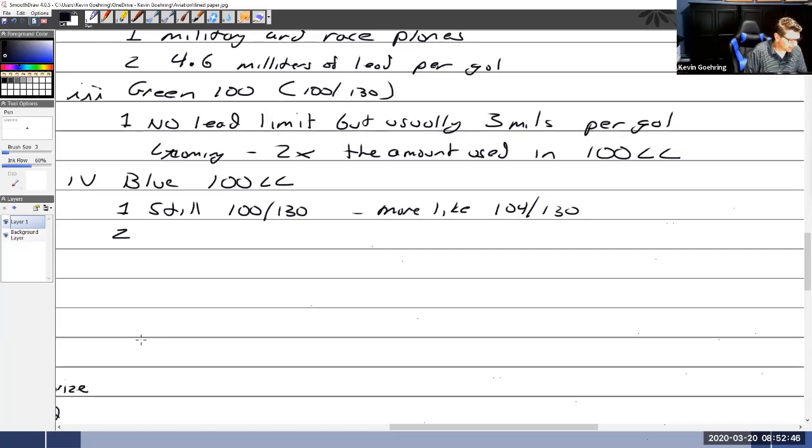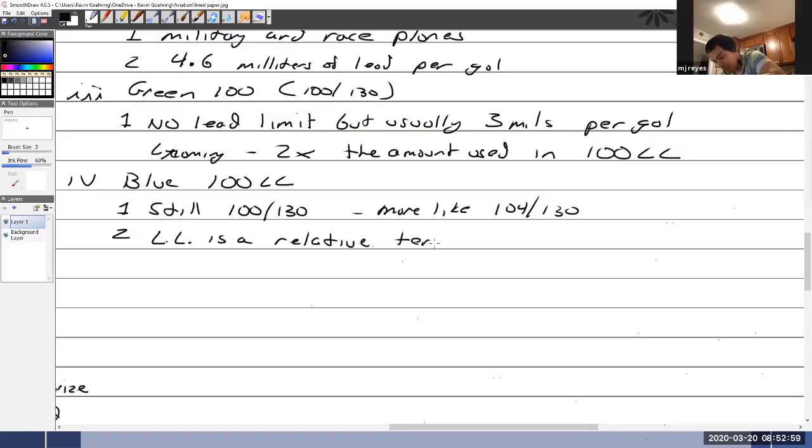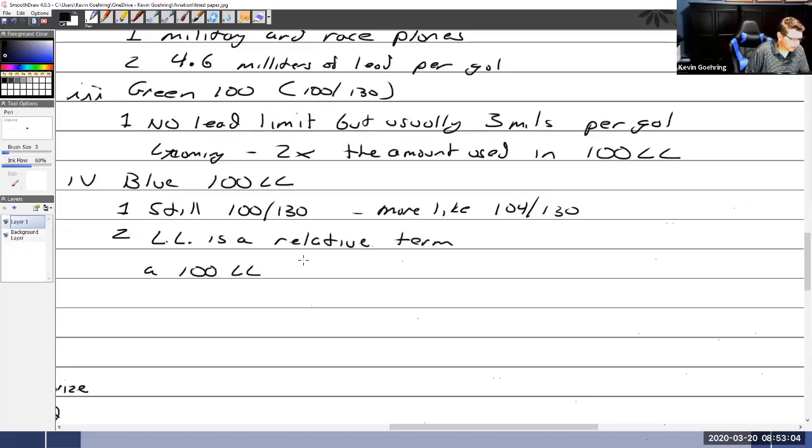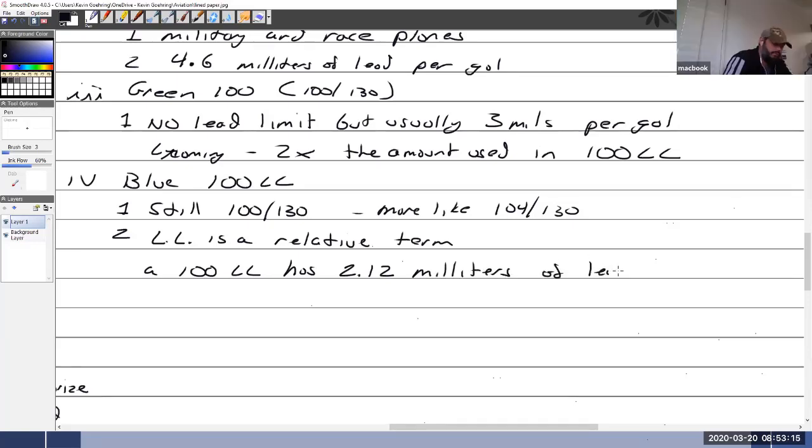All right, we're 100 low lead. So LL, what does LL stand for? Low lead. Low lead is a relative term. So 100 low lead has 2.12 milliliters of lead per gallon. And that's today, right? That is today. That's what we have.